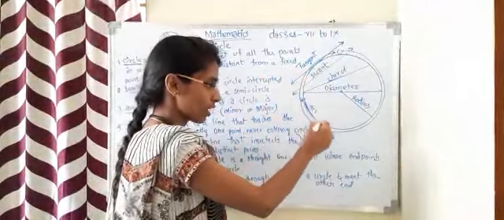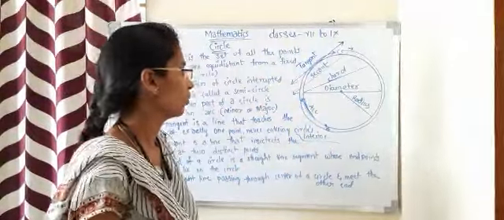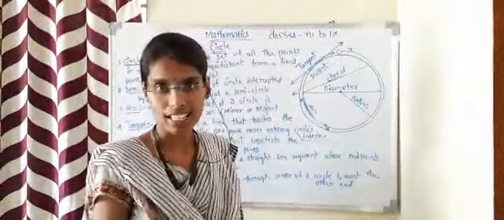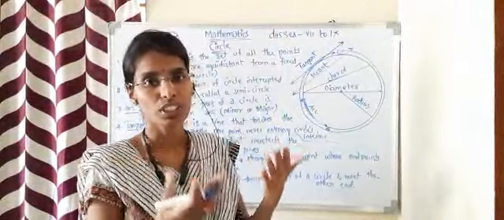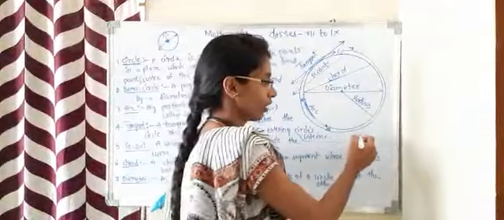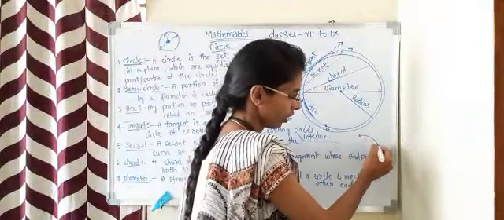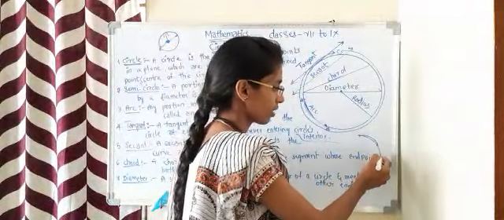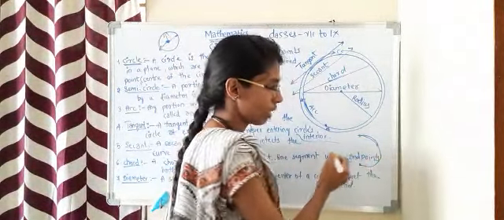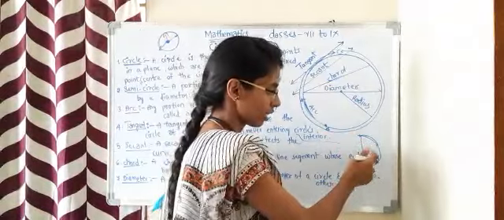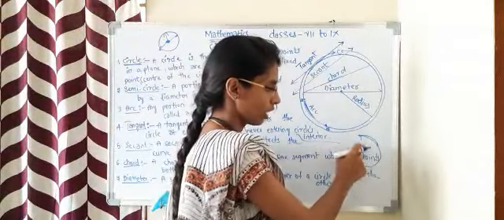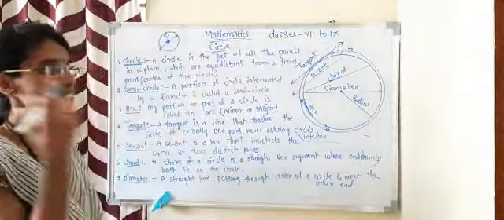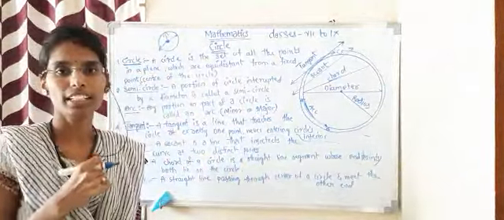Now arc. An arc is a portion of a circle, and we have minor arcs and major arcs. A minor arc is less than the semicircle, and a major arc is greater than the semicircle. For example, if the arc is in this way, then this is a minor arc. If the same arc is in this way, then it's a major arc because it is more than the semicircle. Semicircle means here in this way, so it is more than that. That is the reason we call it a major arc. Let us learn about these parts of the circle in detail.